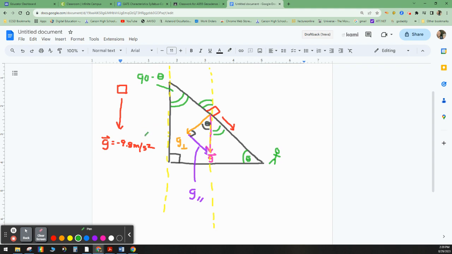So this is theta, this angle right here, and this is the perspective I'm looking at. So this purple component here is going to be what G is, magnitude G, times the sine of theta. That means this vector I can move up here. Let's go ahead and clear here.